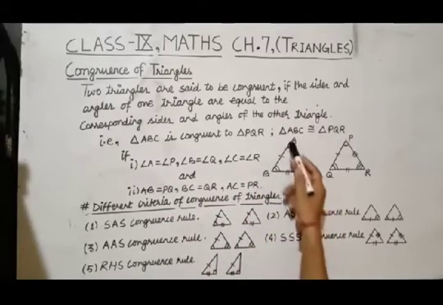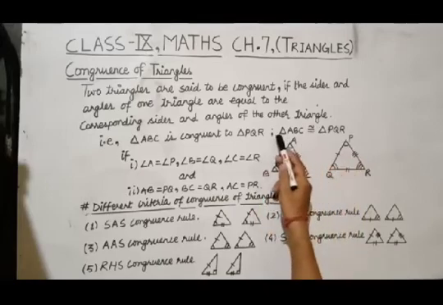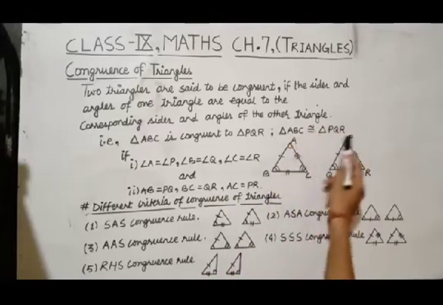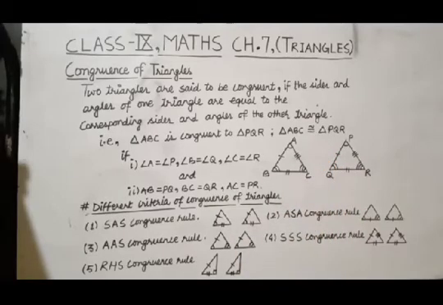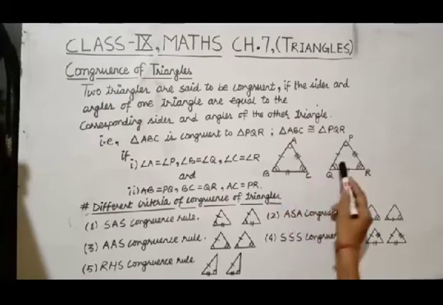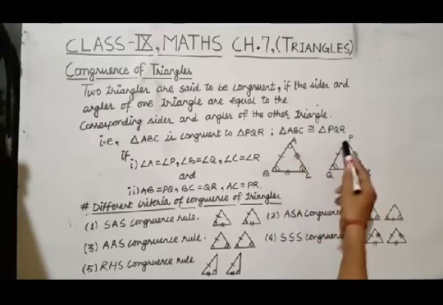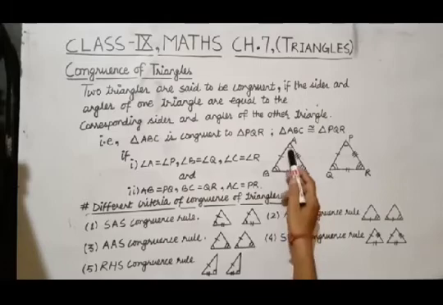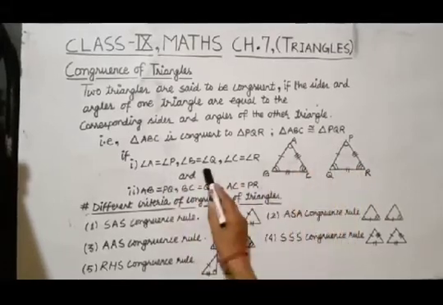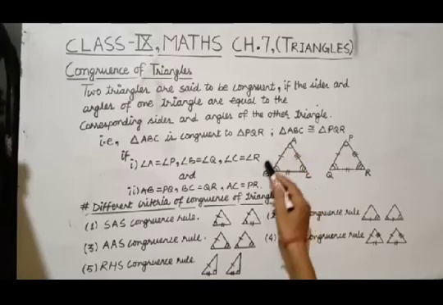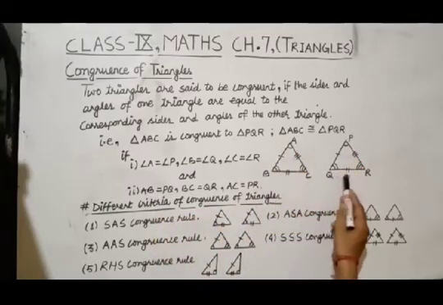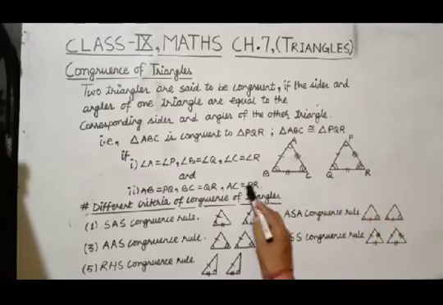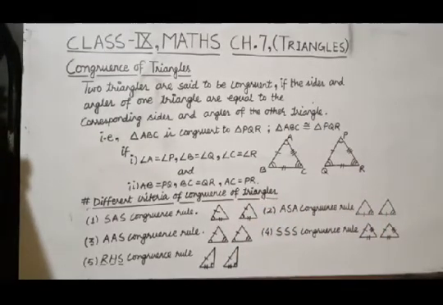So here these two triangles ABC and PQR would be congruent to each other. That's the symbolic representation if two triangles are congruent. So these two triangles would be congruent to each other if their corresponding angles are equal and corresponding sides are equal. That is, angle A equals angle P, angle B equals angle Q, angle C equals angle R, and side AB equals side PQ, side BC equals side QR, side AC equals side PR.